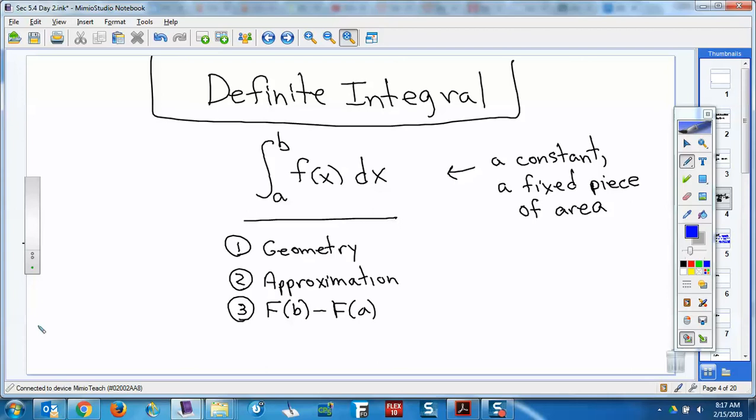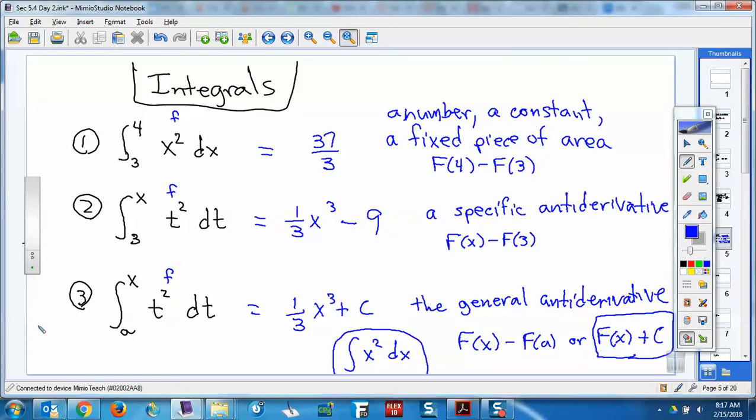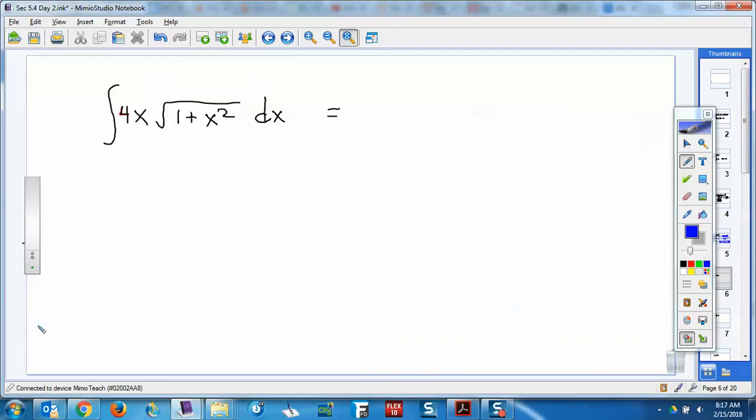For now, let's focus in on this and say, okay, finding big F might be something we want to do. Then we talked about our area functions. You have a fixed piece of area. If you get an initial condition, that's going to be a specific antiderivative. And if you get this, we're just going to call that an indefinite integral, and that's just going to be your general antiderivative, and that's what we're going to be working on here.